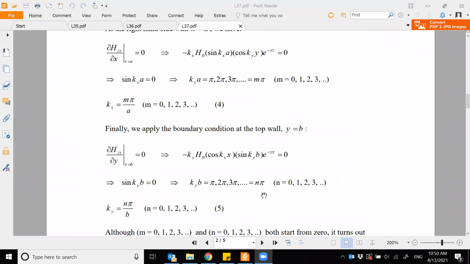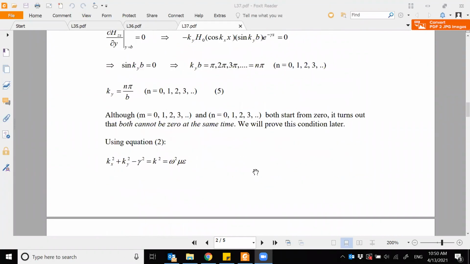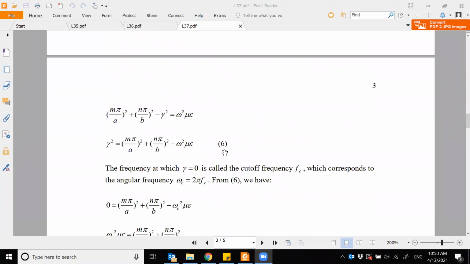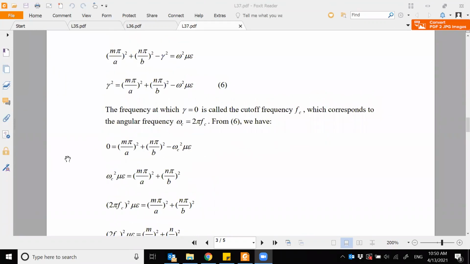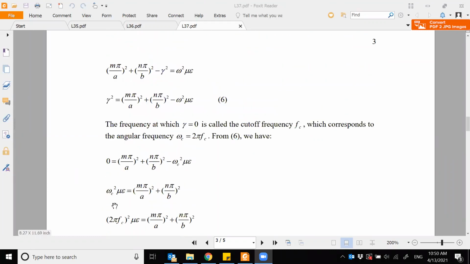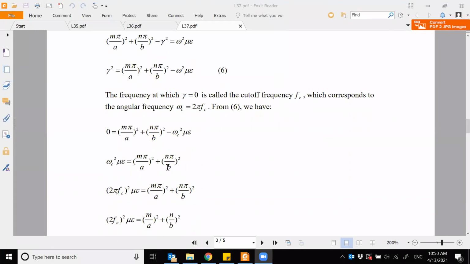Got it? So now let's continue. This is called gamma. As I already told you, our rectangular waveguide works as a high pass filter. It cannot allow all the frequencies to pass through it. So this is what we are now trying to see: below which frequency your rectangular waveguide cannot pass the electromagnetic wave.